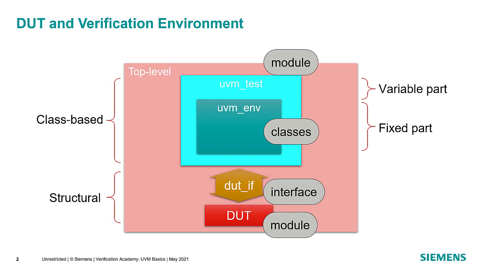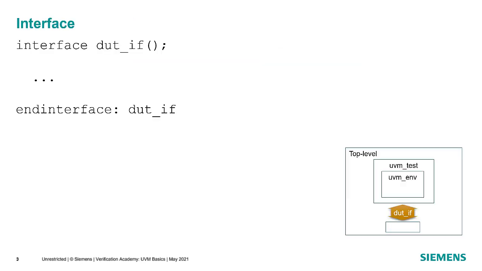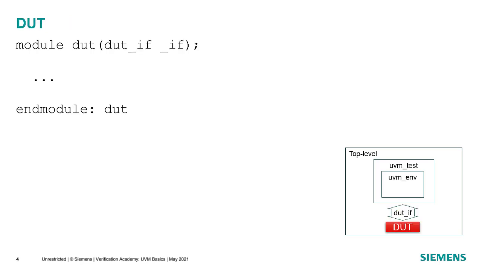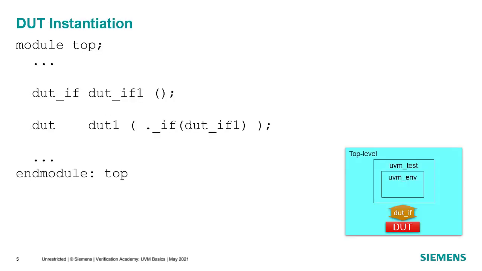Once we have this understanding, let's move forward and look at what each of these individual pieces actually looks like. The interface is a standard SystemVerilog interface. We declare it as interface dut_if, and it includes whatever signals are necessary for actually communicating with the DUT. The DUT itself is a module, and the port connection to that module is the DUT interface itself. And then in the top-level module, we instantiate the DUT interface and the DUT, and we connect up the DUT interface to the DUT.